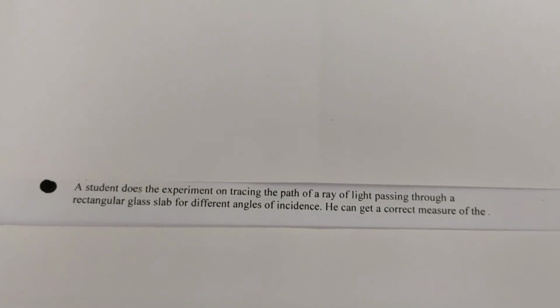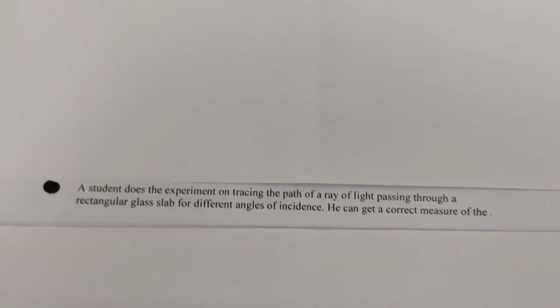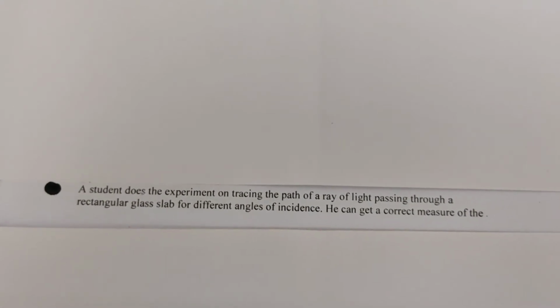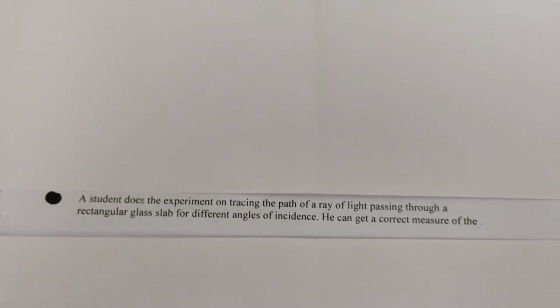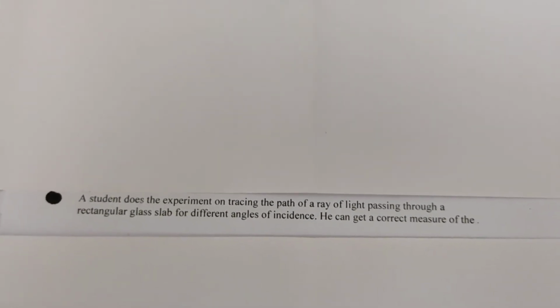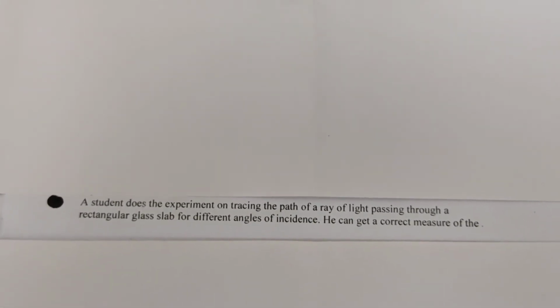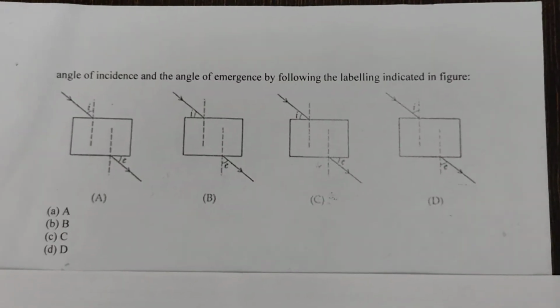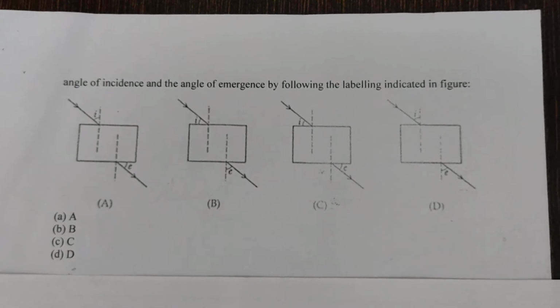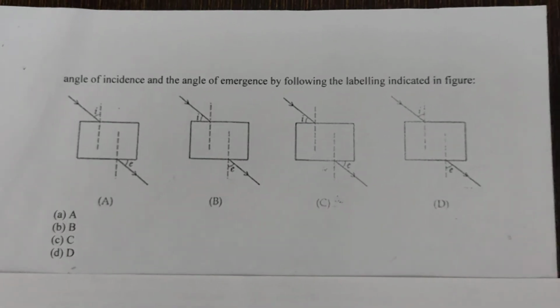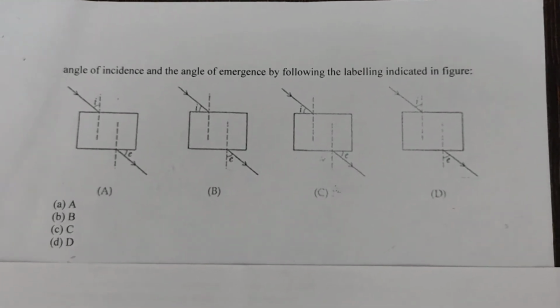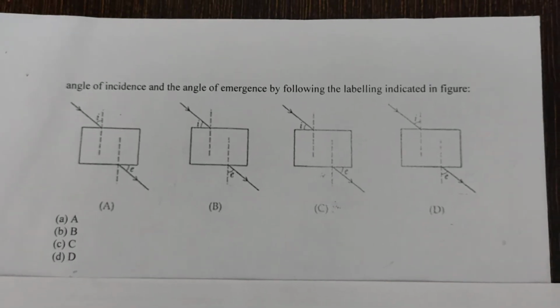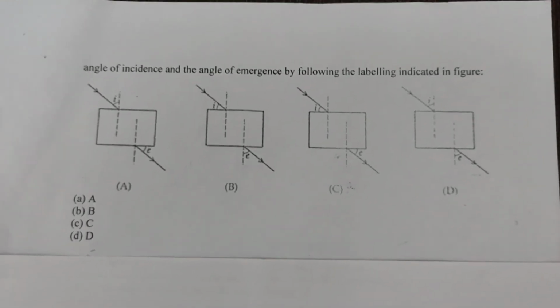The first MCQ for today is, a student does the experiment on tracing the path of a ray of light passing through a rectangular glass slab for different angles of incidence. He can get a correct measure of the angle of incidence and angle of emergence by following the labeling indicated in the figure. Have a look at the four options.